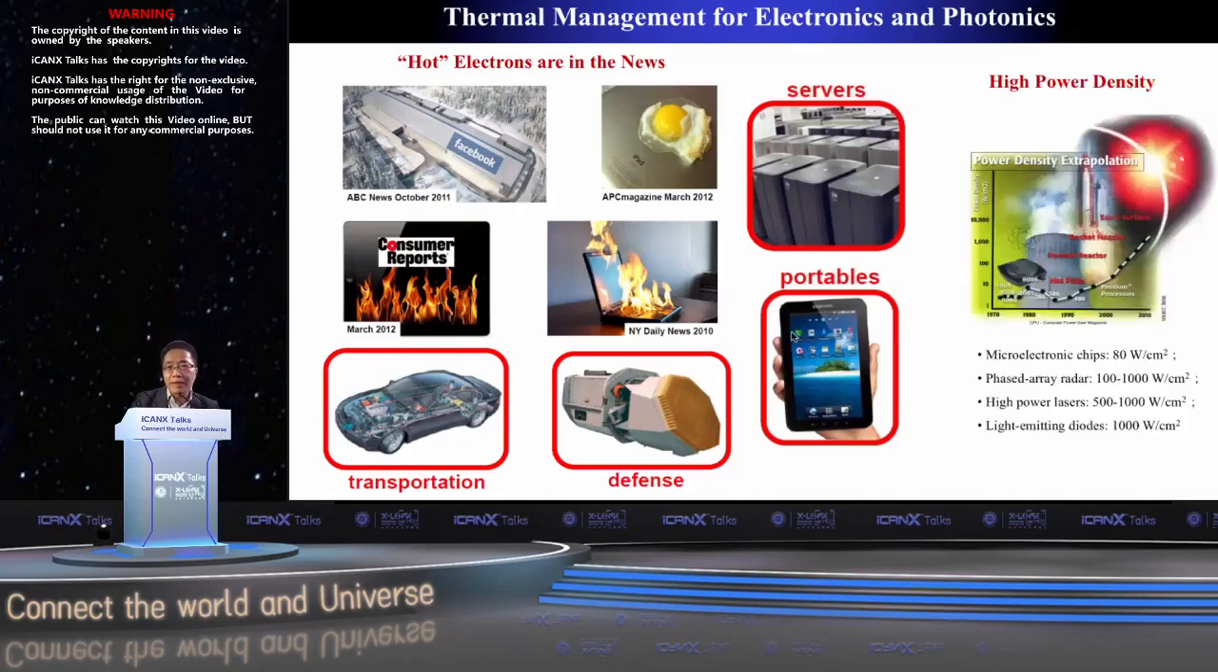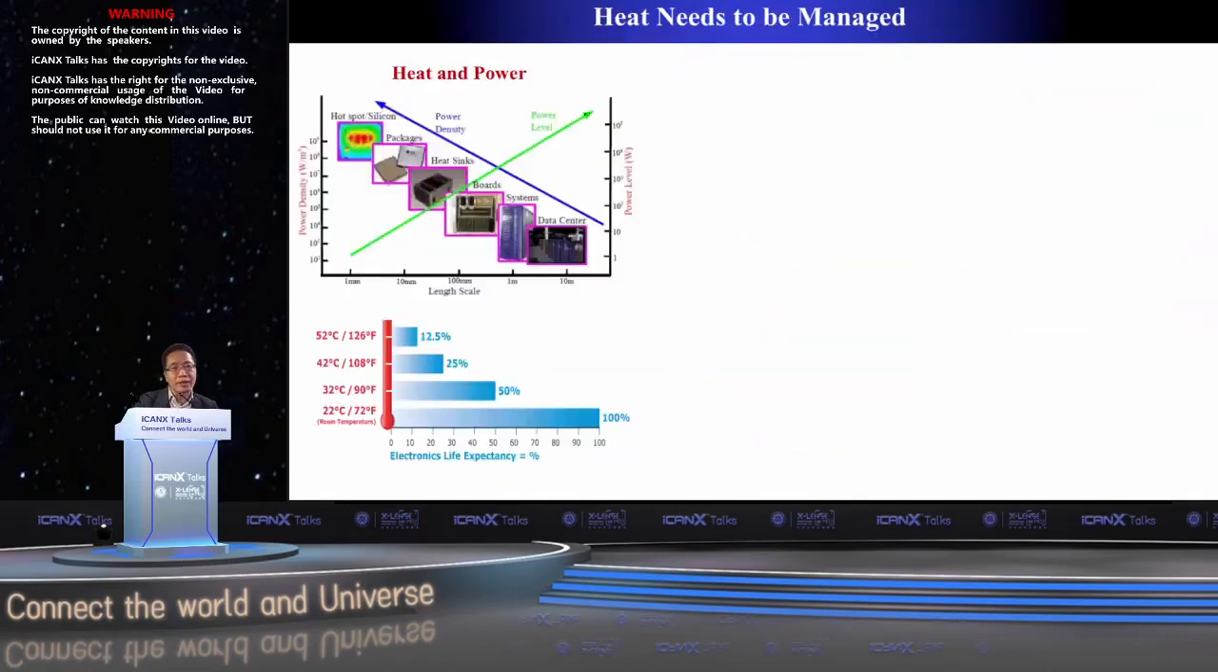Now, I have this figure on the right showing the power level in terms of electronics. If you have a stove, it's about 50 watt per centimeter square. But for high power lasers, we are talking about 1000 watt per centimeter square energy density. LEDs can also reach 1000 watt per centimeter square, 20 times higher than a stove. It's really high power, and you need to remove that. If you don't remove it, your electronics is going to get burned, and the reliability lifetime becomes really low.